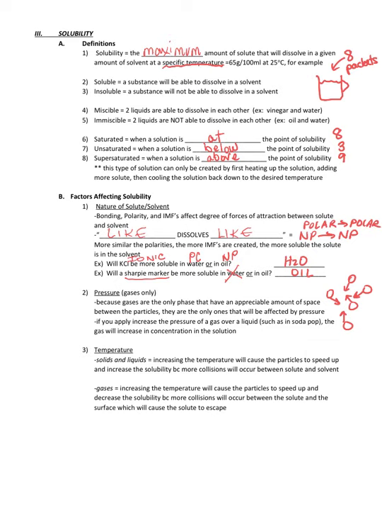Temperature. Increasing the temperature will cause the particles to speed up, and if they speed up, you'll get more to dissolve, and they'll be more soluble. However, if it's a gas in a solution, if you speed them up, what happens? They hit the surface and they escape. Think about it. Where do you put your pop? Do you put it in the oven or do you put it in the fridge? You put it in the fridge.